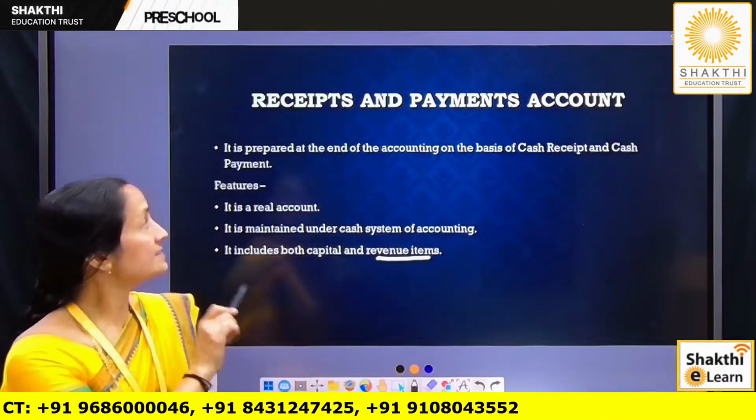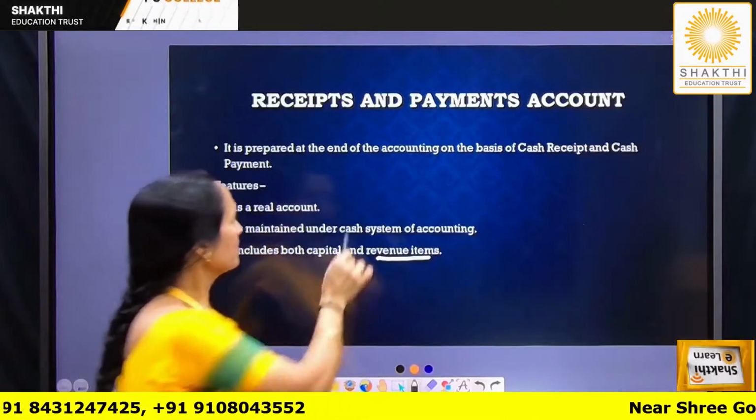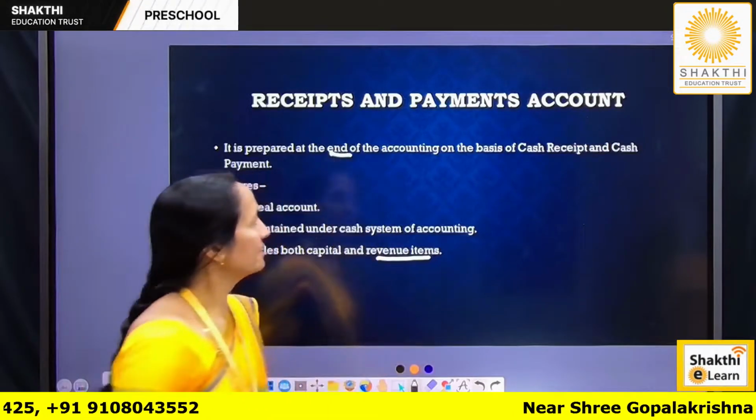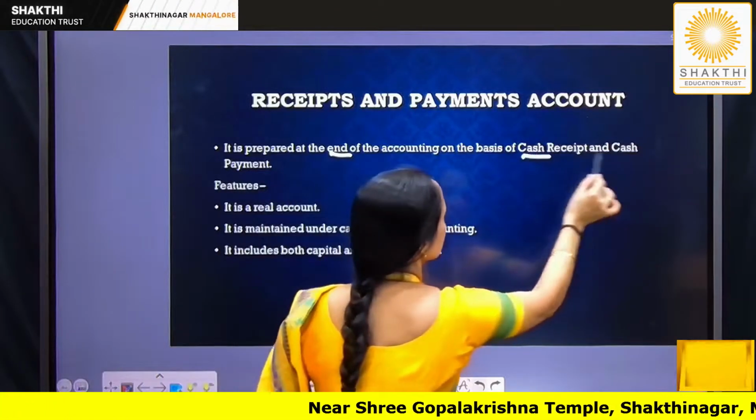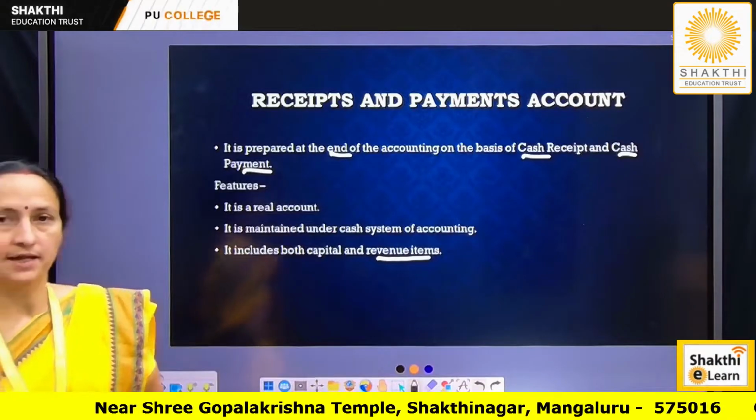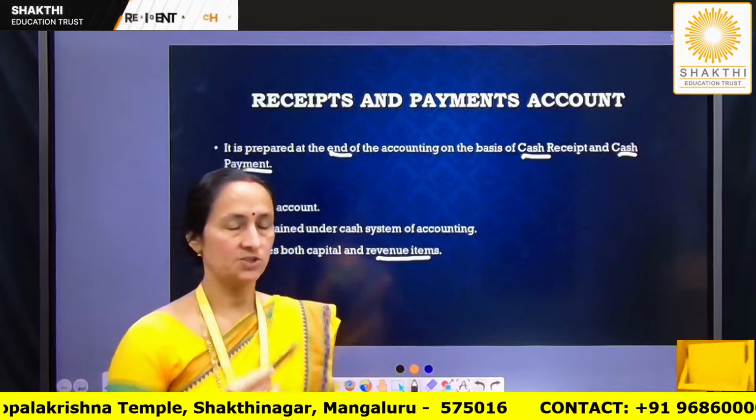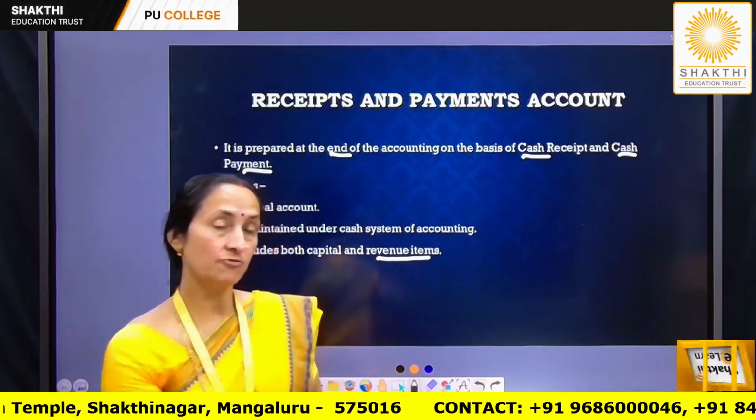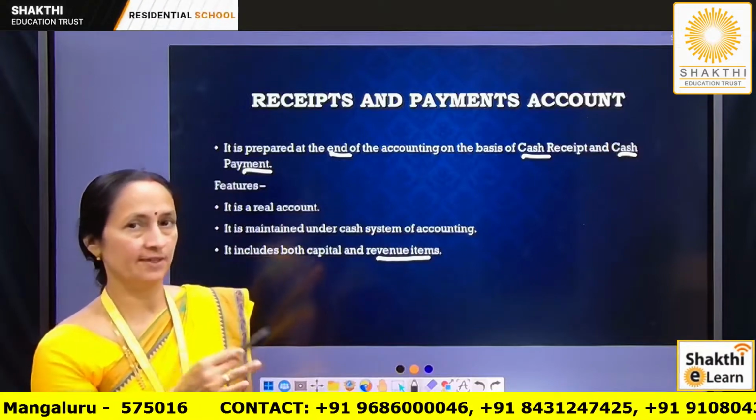Yes, receipts and payments account. It is prepared at the end of the accounting year, on the basis of cash receipts and cash payments, right? How much cash was received during the year? How much cash payment was made during the year for different purposes? On the basis of the cash book. Cash book will be maintained, right?